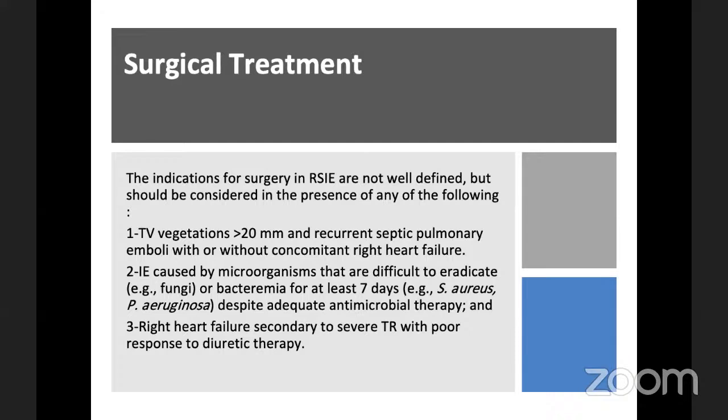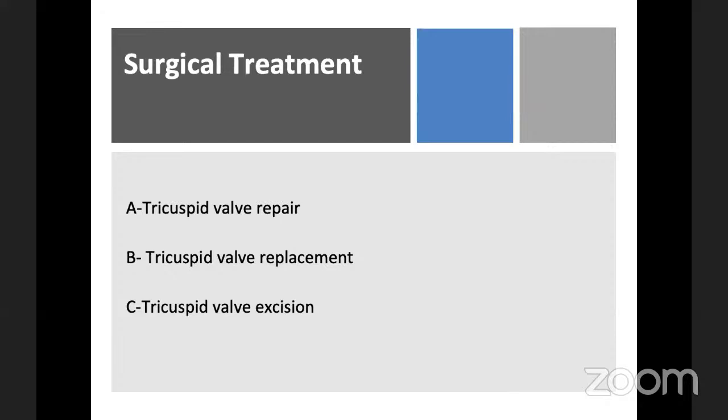Infective endocarditis caused by microorganisms that are difficult to eradicate, like fungi and Staphylococcus aureus. Right heart failure secondary to severe tricuspid regurgitation with poor response to diuretic therapy. Finally, we have three classic options for tricuspid endocarditis surgical treatment.